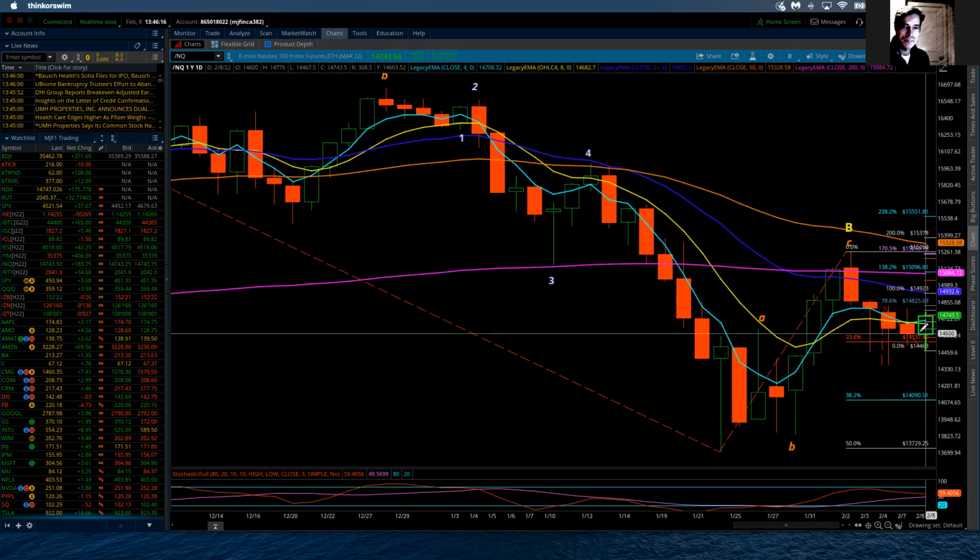Okay, trade smart, trade using those moving averages. Get your confirmation of a move via the moving averages and use the Fibonacci, use the Elliott.